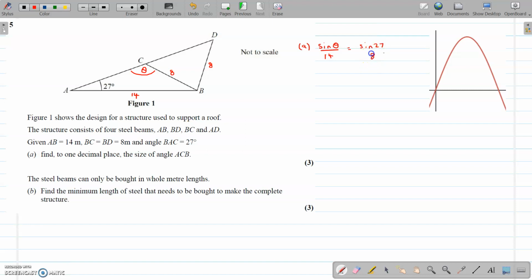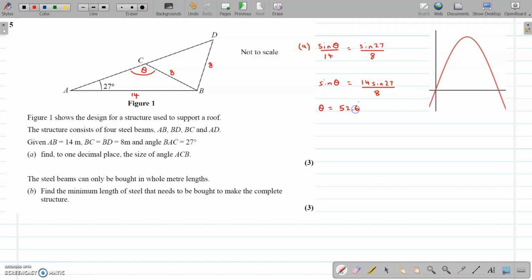Okay, and if I rearrange that, that gives me sine theta equals 14 sine 27, and that has to be over 8. Okay, so that's the normal process that we would follow up to this point, and then take the inverse sine, and it gives me that theta equals 52.6. Okay.